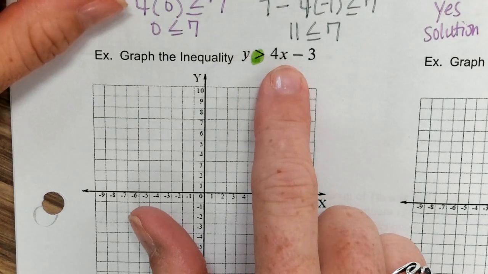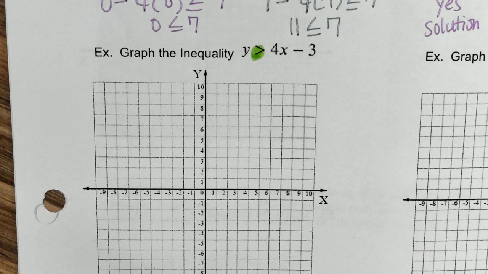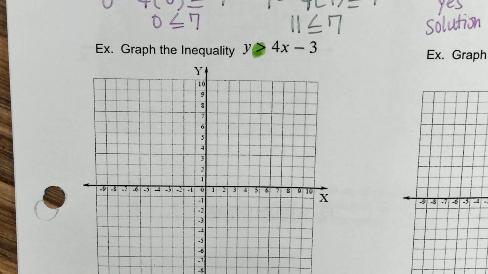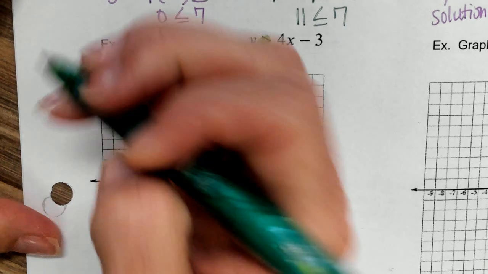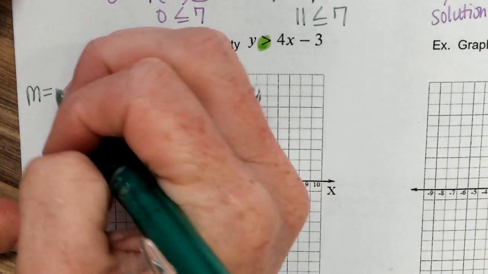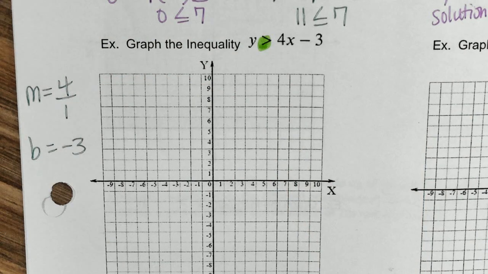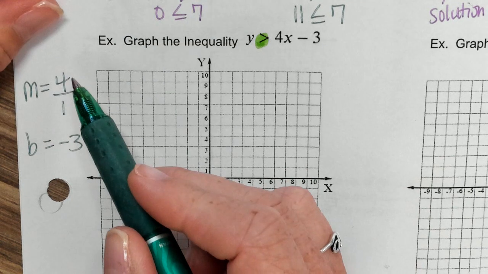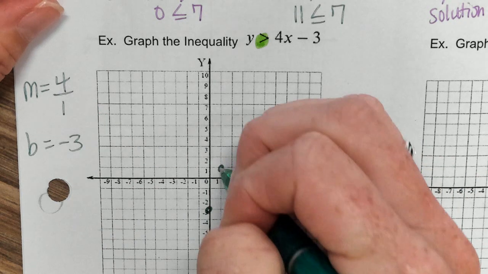How did we graph if it said y equals 4x minus 3? How would we graph it? With an m and a b. So what's my m, my slope? 4 over 1. What's my b? Negative 3. What does that mean? My first dot is on the y-axis at negative 3. And since the slope is positive, I'm going up and right. So I'd go up 4, right 1.